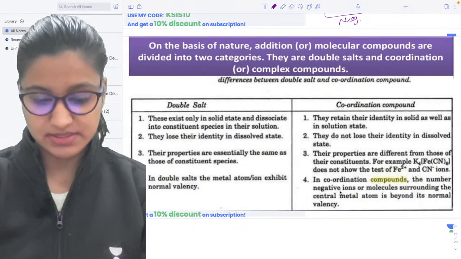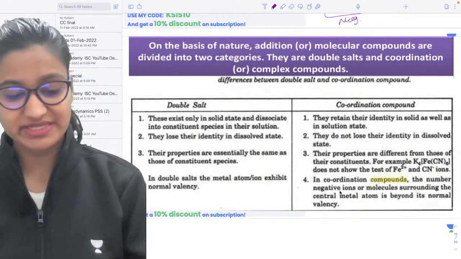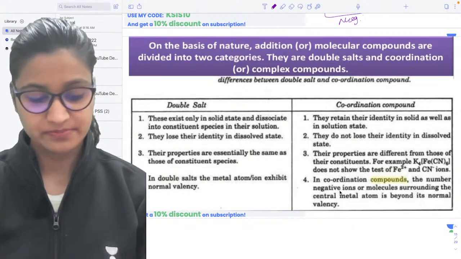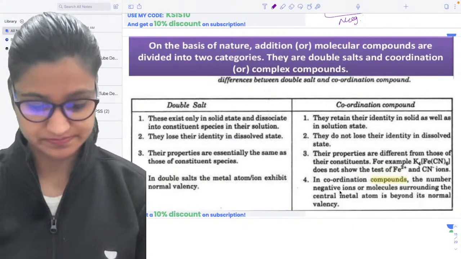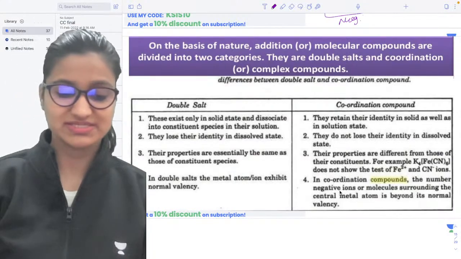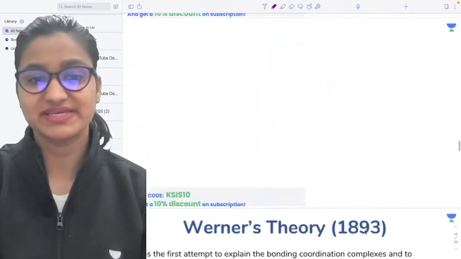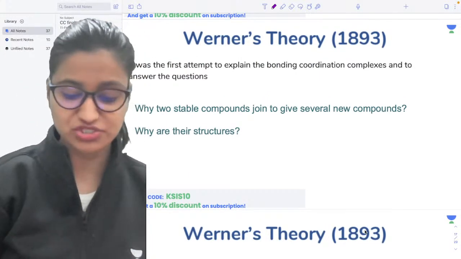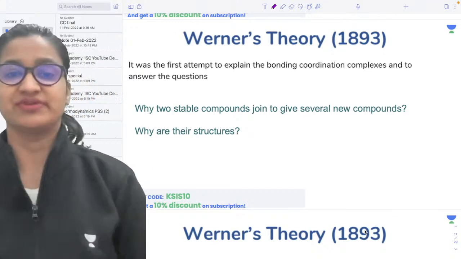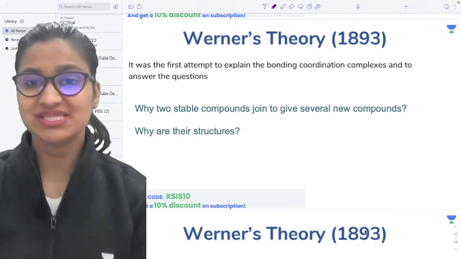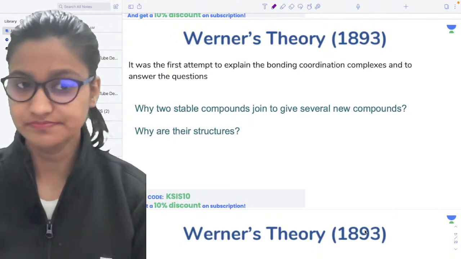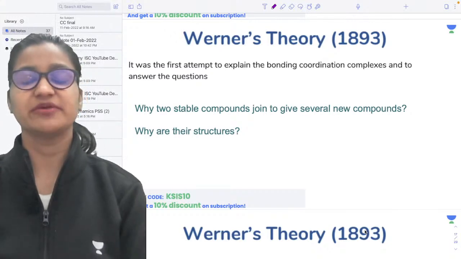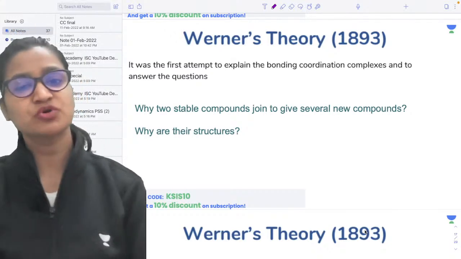Cool. Now let's move ahead, and the next thing which we will be discussing will be Werner's theory. So let's see what is the case with Werner's theory. You can see here that this is a theory of 1893, right? So the question is, why is this theory important?